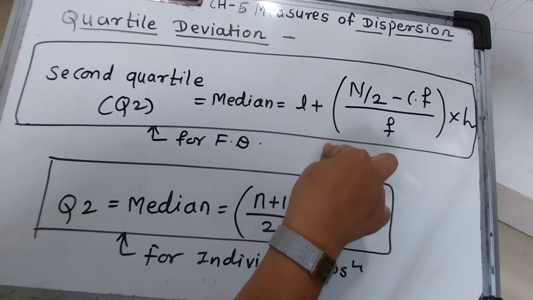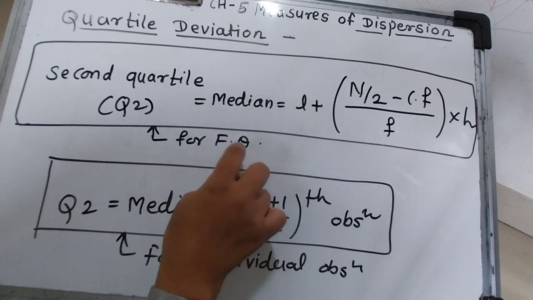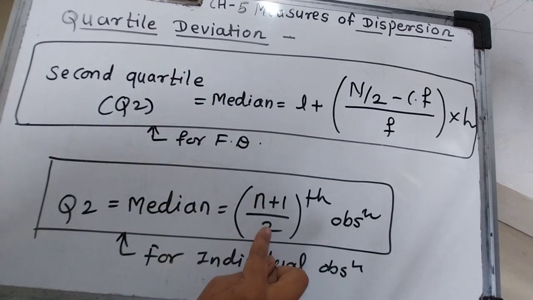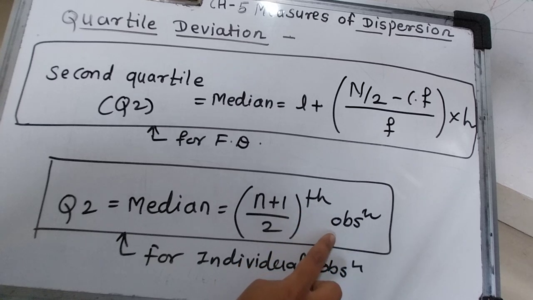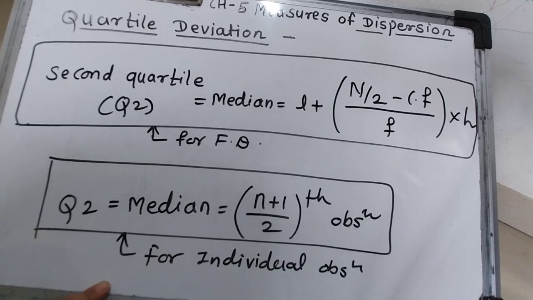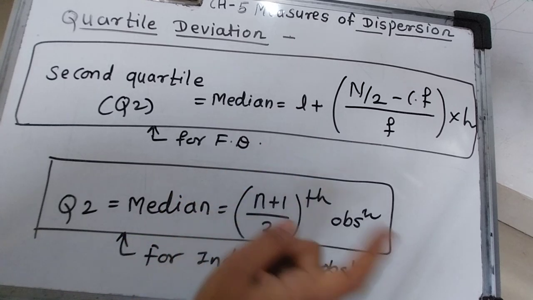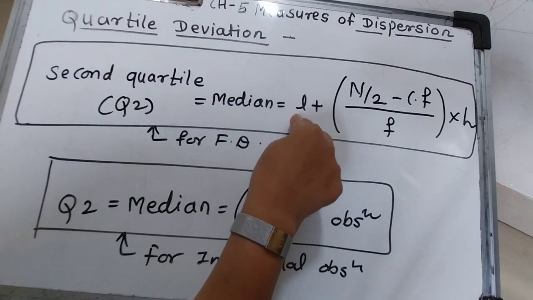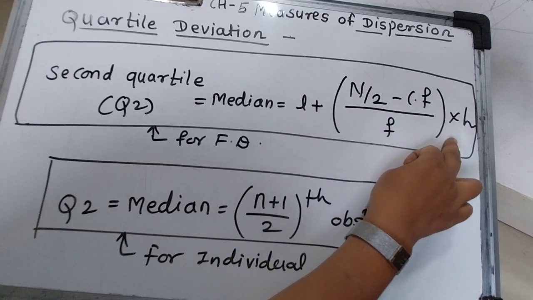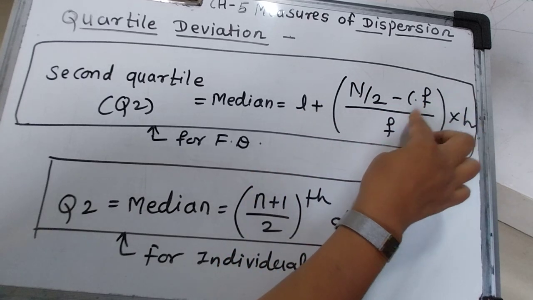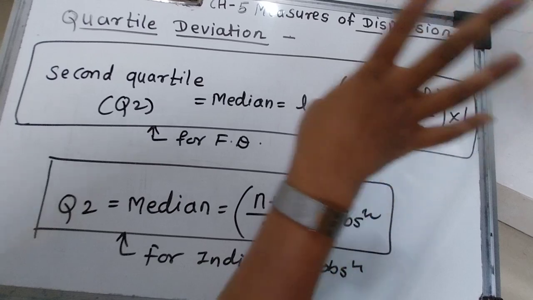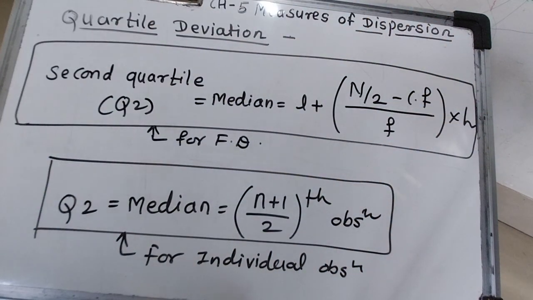This formula is used when a frequency distribution table is given. See, the Q2 median is the (n plus 1) divided by 2th observation. This formula is used when only individual observations are given. Small n denotes the number of observations, capital N denotes the total of frequency. All of you know this. L is the lower limit of the median class, H is the width of the median class, CF is the cumulative frequency, and N by 2, where N is the total of frequency. Understood? Now take a screenshot.